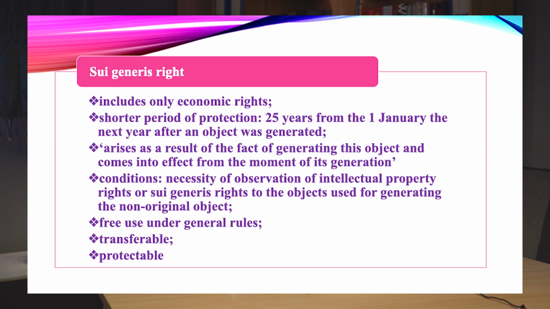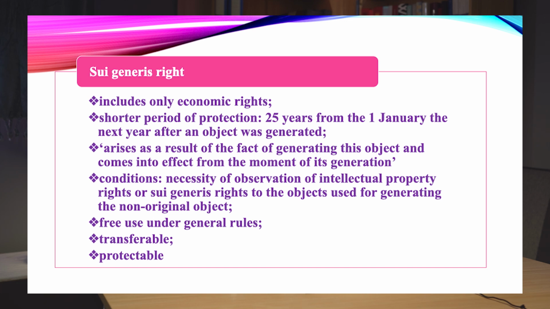Let's sum up. Non-original computer-generated objects are protected in Ukraine with sui generis rights. Sui generis rights include only economic rights and do not include moral rights. Sui generis rights have a shorter period of protection, only 25 years from the 1st January of the next year after an object was generated. The sui generis right arises as a result of the fact of generating the object and comes into effect from the moment of its generation.